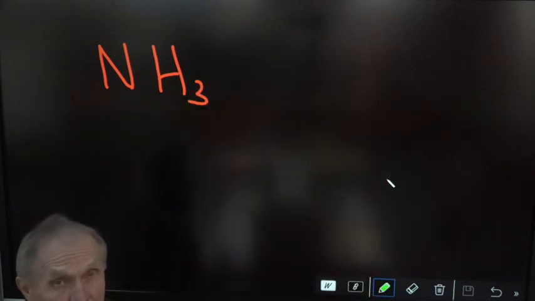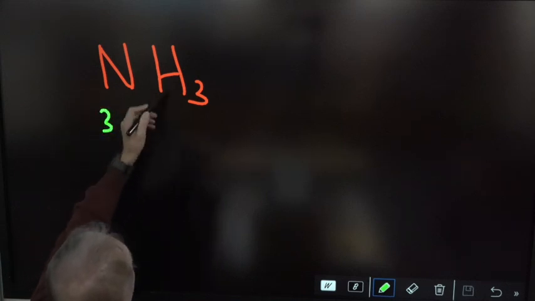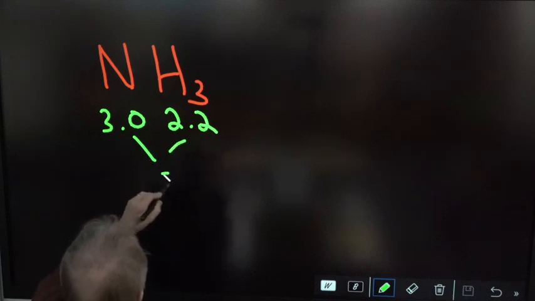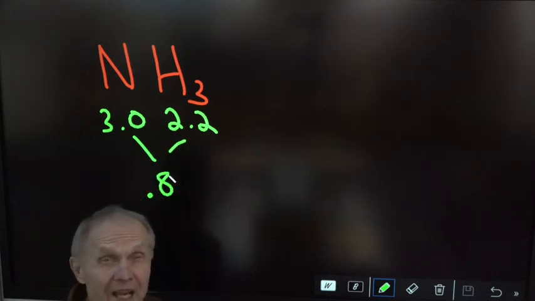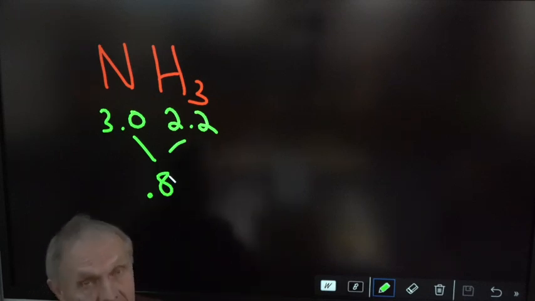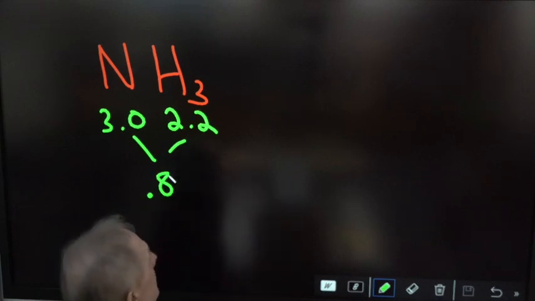This is ammonia. Nitrogen has a 3.0, hydrogen has a 2.2, so this is 0.8. So this has a 0.8 electron difference. Now, that is weaker than water because water had like a 1.2. So let's electron dot this and see what's going on.